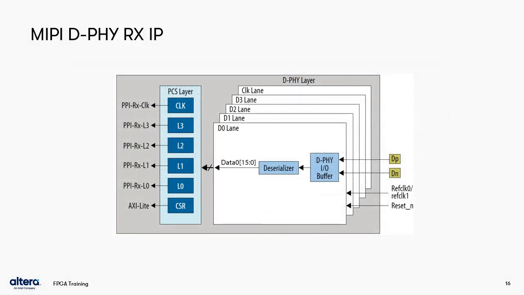Here is a block diagram of the D-PHY IP configured for receive operation. Starting from the MIPI link on the right, each lane passes through a D-PHY layer, which includes I/O buffers for high speed and low power, and a deserializer. Each lane then passes through a PCS layer and through the PPI for connection to the upper layer.